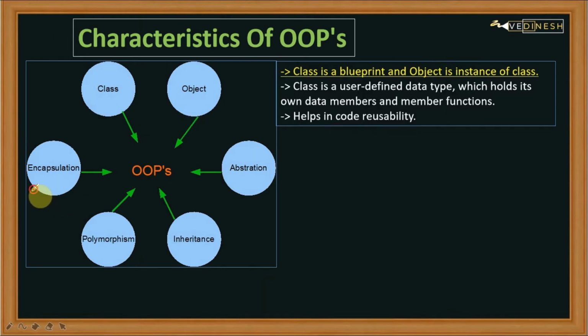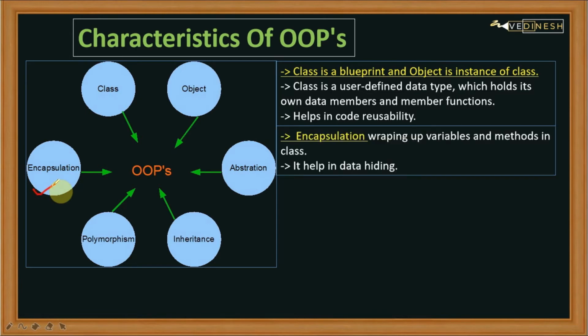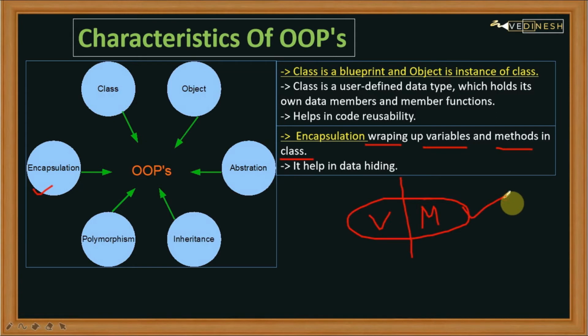Now next is encapsulation. Encapsulation means wrapping up variables and methods together into the class. Like this capsule, in which we are putting member variables and member functions. So we have encapsulated variables and methods together. Combining variables and methods together is nothing but encapsulation, right?